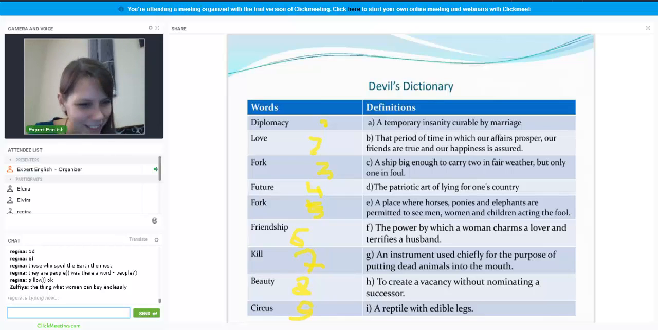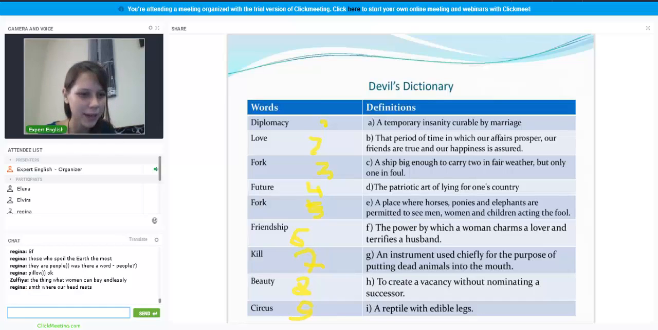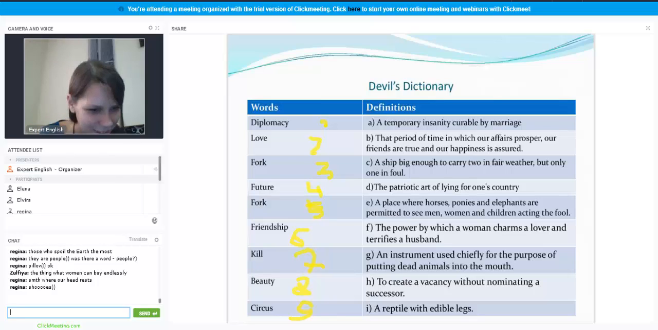The thing which women can buy endlessly, I totally agree with you. Yes, it's bags. I'm sure girls would buy bags more often than any sweets if they were more affordable. So another: something where our heads rest. Yes, right here. And shoes as well, of course, shoes, bags, all the necessary accessories.